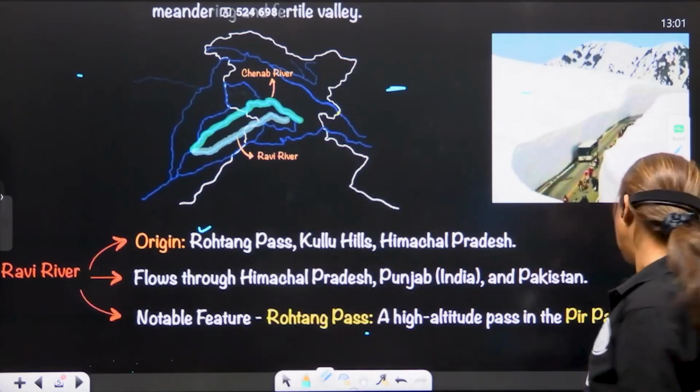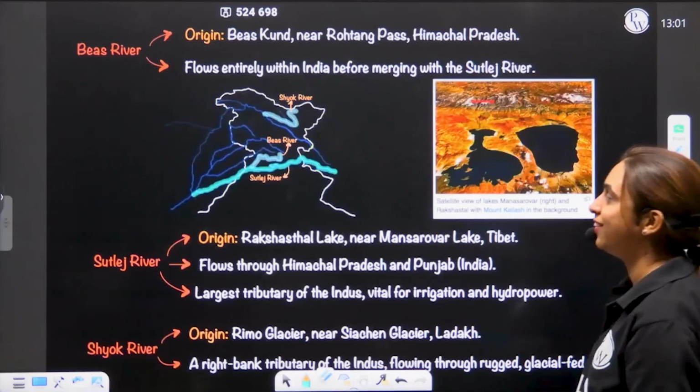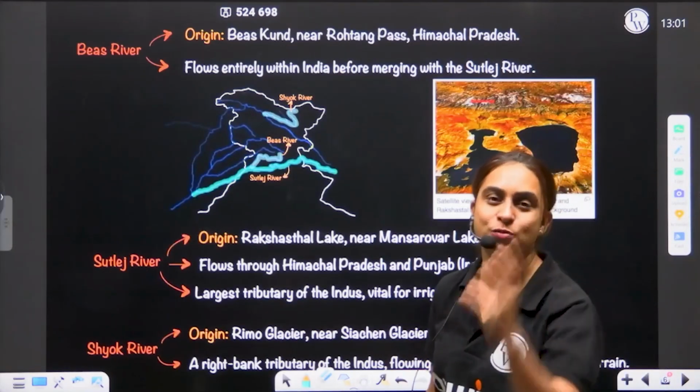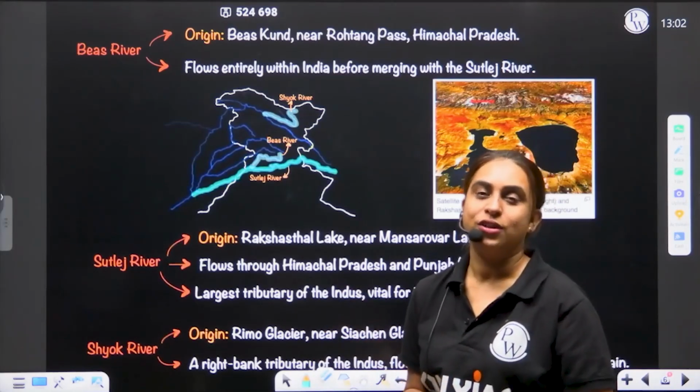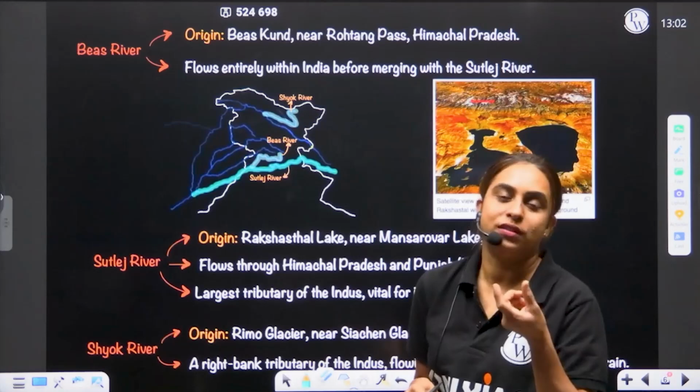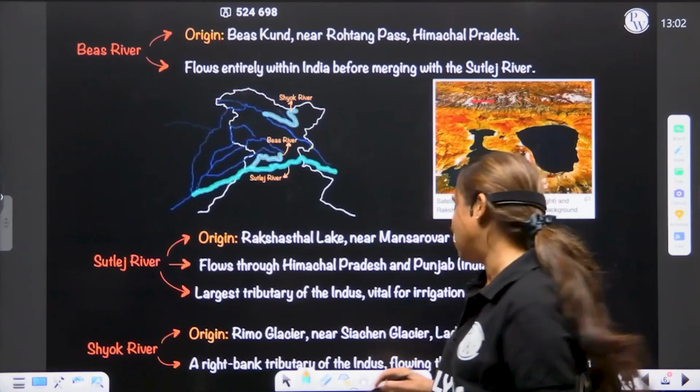river. Moving on to the next river, a very, very cute river, a very, very small river, originates in India, ends in India. That is your Beas river. So very small river, small name, cute river, originating in India, ending in India. That is your Beas river.